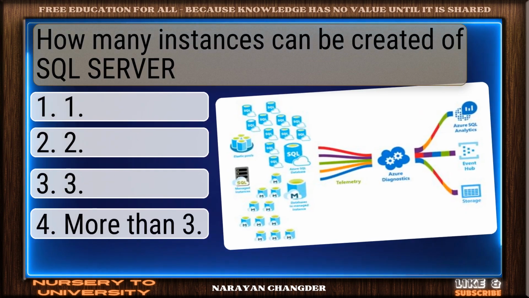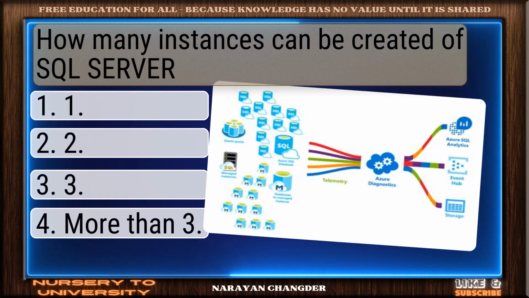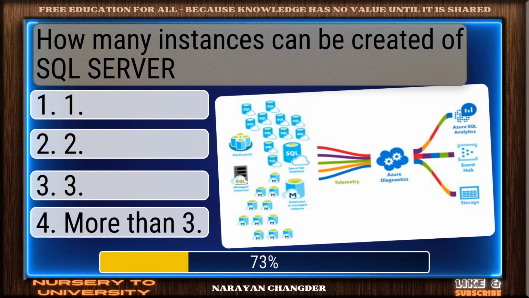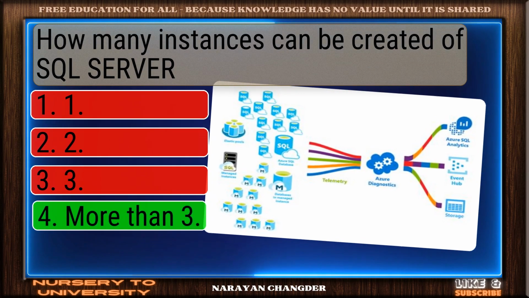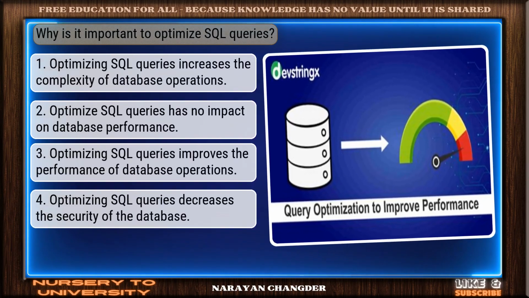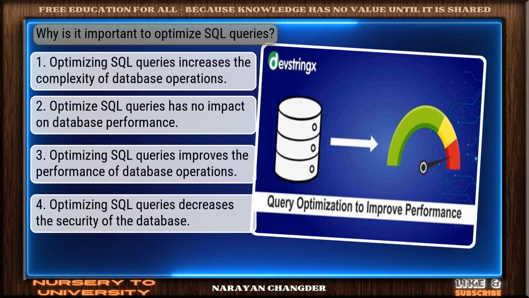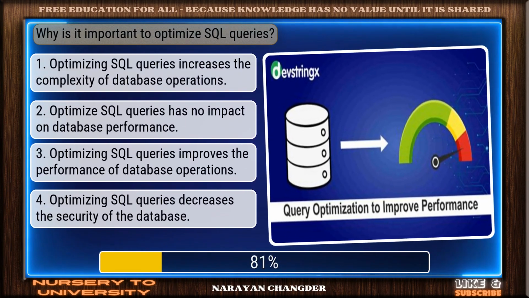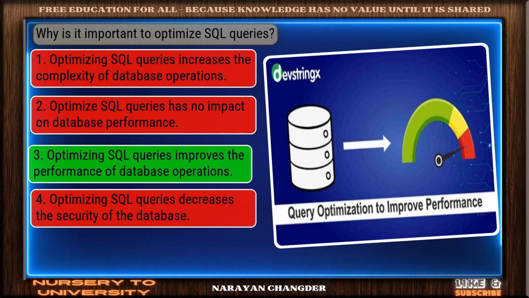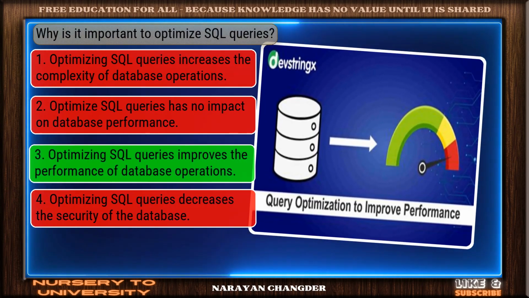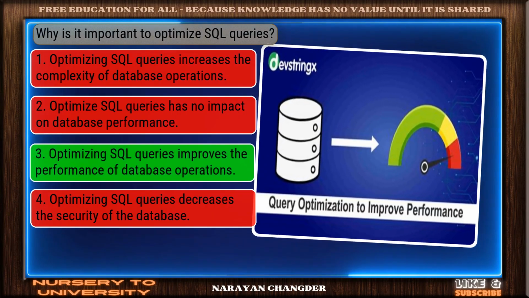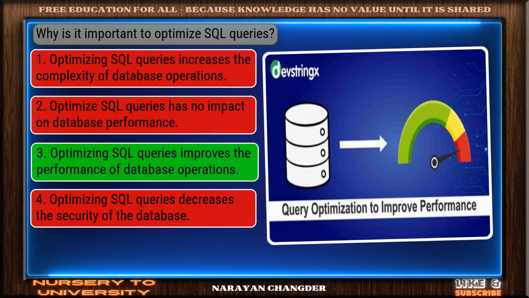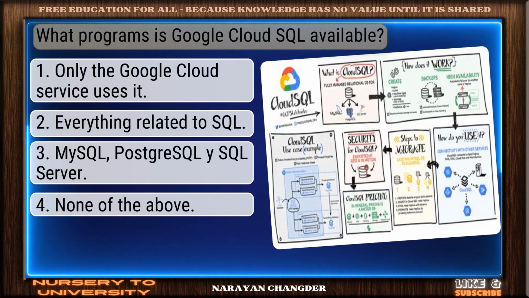Question number 46. How many instances can be created of SQL Server? Valid point. More than 3 is true. Question number 47. Why is it important to optimize SQL queries? Well done. Optimizing SQL queries improves the performance of database operations. Is the right choice.